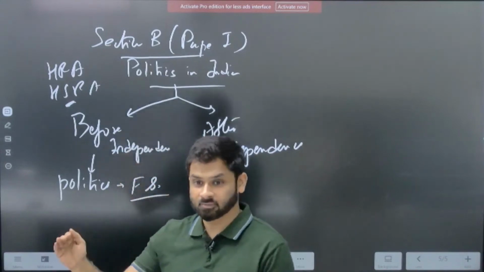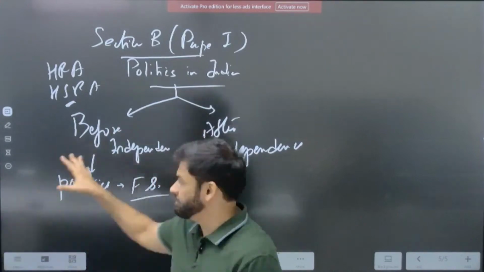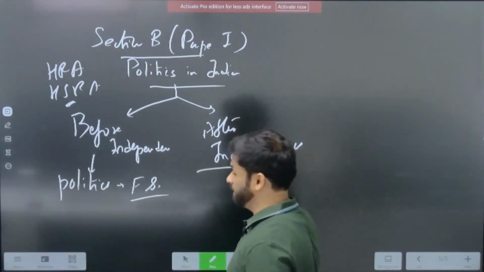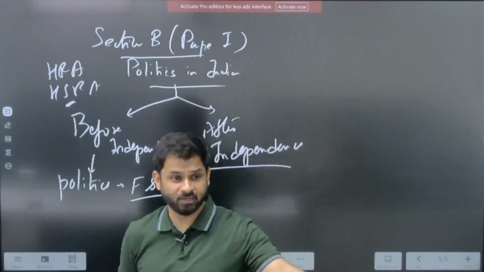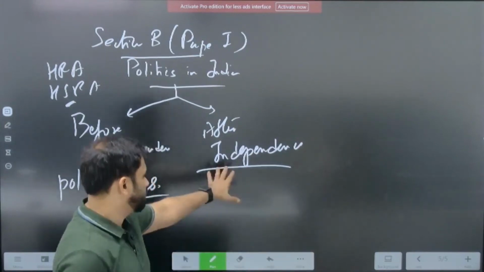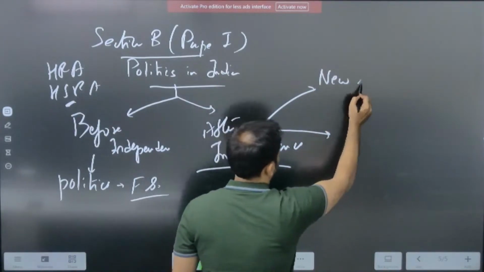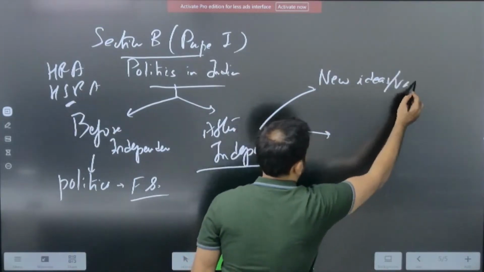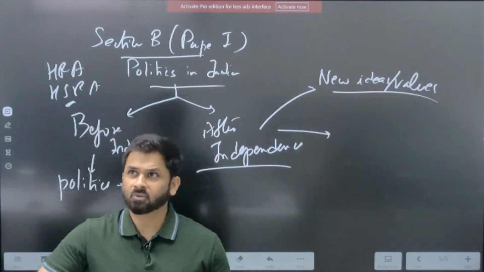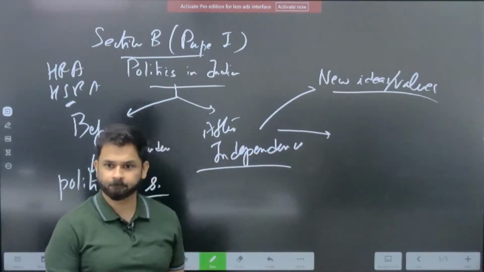And if your concepts, ideologies and approaches are very clear in section A, everything that is applied over here will be very clear. Then politics in India after independence, this is your GS syllabus of post-independent history. What aspects are there? Here you have to study the new ideas or the new values which we are trying to institutionalize after independence.